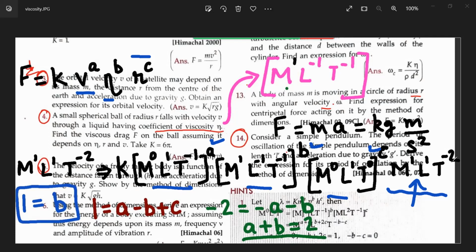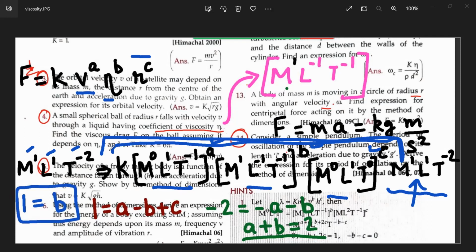So my left hand side would be M raised to power 1, L raised to power 1, T raised to power minus 2. And on the right hand side, the whole of this is there. Now I know I can form three equations from this. One would be for mass, one for length, the third for time.